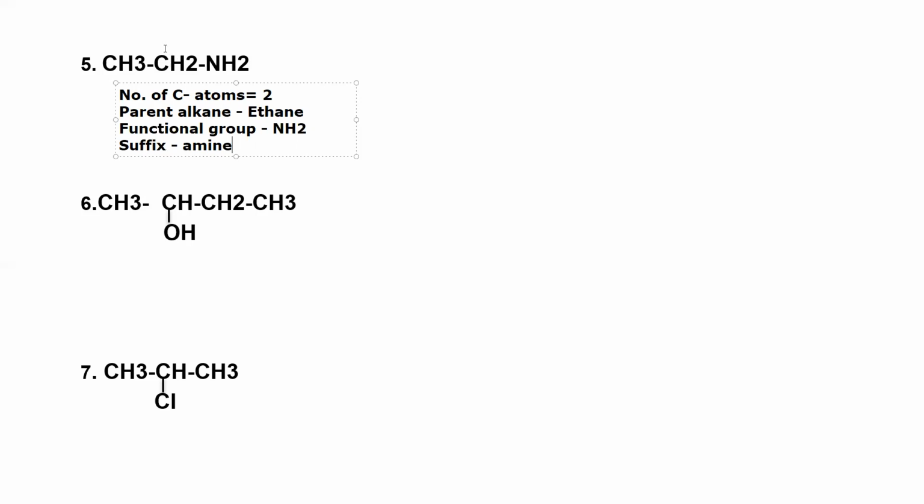Here also, the amine is present on the last carbon atom, so we can start numbering from here: 1, 2. It is on the first carbon atom, so no need to mention the number. We can directly write the IUPAC name. The IUPAC name of this compound will be ethanamine. E-T-H-A-N, the E should be replaced by amine, A-M-I-N-E. Ethanamine. Is that clear?